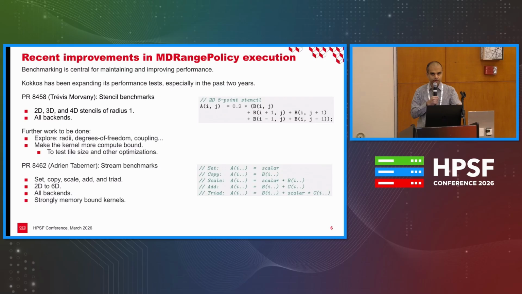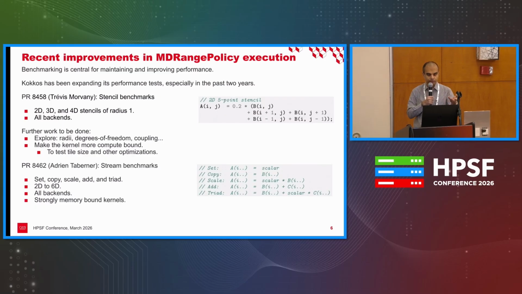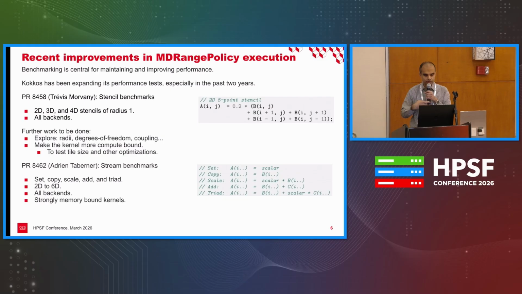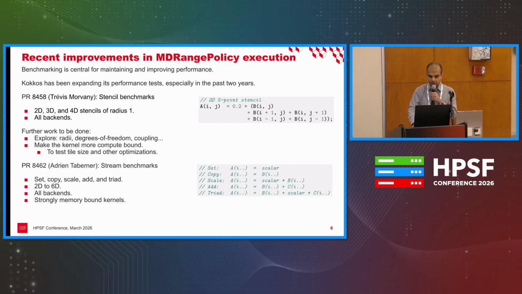For example, we can improve the kind of stencils that we test with. We can increase the radii of the stencils. We can increase the degrees of freedom at each point in the domain, and we can play around with the kind of computation that happens, so that we move towards more compute-bound kernels. Typically, these kernels are pretty memory-bound, especially the stream kernels.